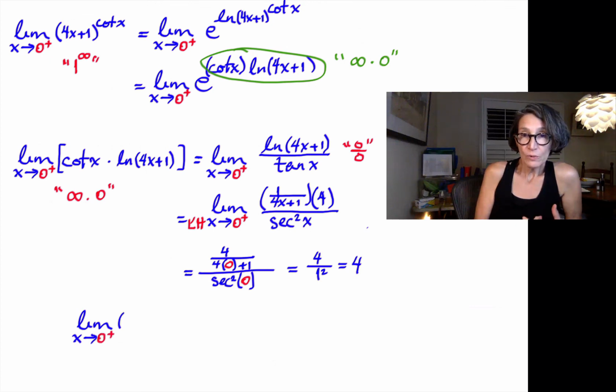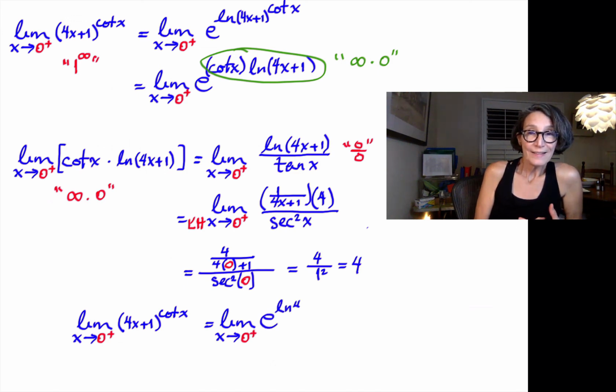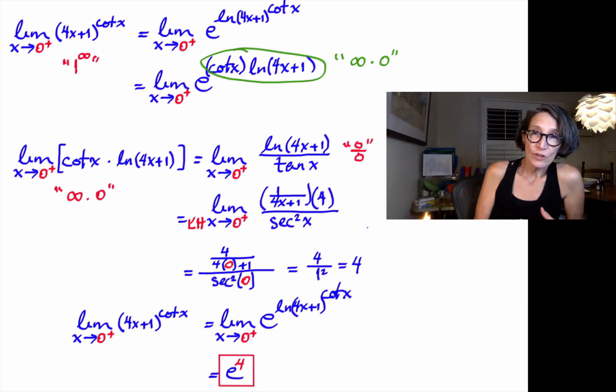So the limit we were looking for, the limit as x approaches 0 from the right of 4x plus 1 to the cotangent of x, is going to be the limit as x approaches 0 from the right of e raised to the natural log of 4x plus 1 to the cotangent of x. And we found the limit of that exponent to be 4. So our final answer is e to the 4.